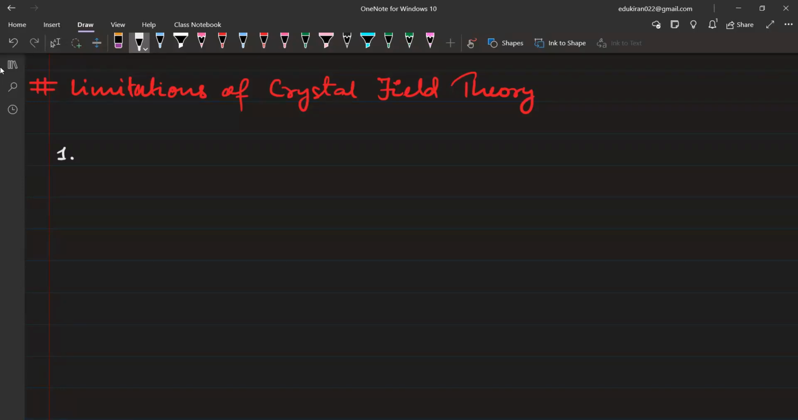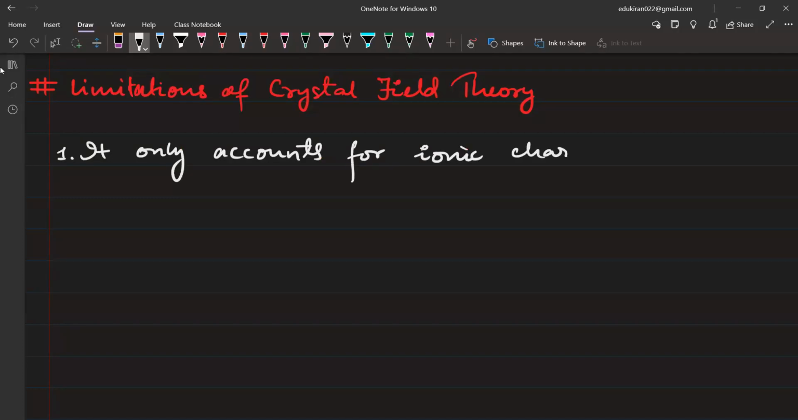That means we assume a negative charge or the negative side of a dipole, and the cation that we are having, the central metal atom, it is like a cation. So सिर्फ और सिर्फ क्या यहाँ पे ले रहे हैं हम लोग, we are accounting only for the ionic character. ठीक है? So right, it only accounts for ionic character of metal ligand bond.